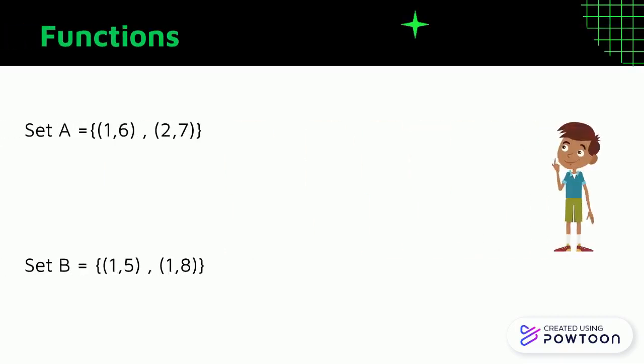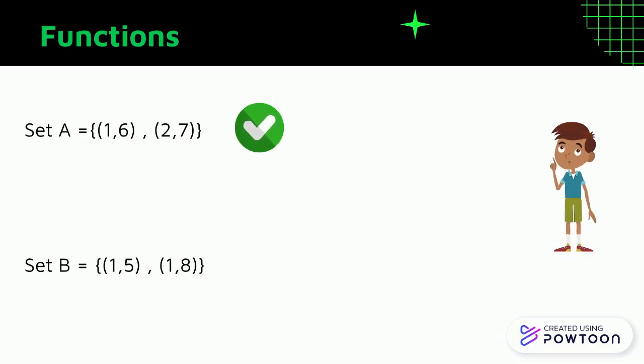Let us try to identify which of these is a function. We have set A, which is equal to (1, 6) and (2, 7), and set B, which is equal to (1, 5) and (1, 8). Set A is an example of a function because there's only one y value for each x value. In this case, 1 is only paired to 6 and 2 is paired to 7. There are no other values that can be paired with 1 or 2 in this set.